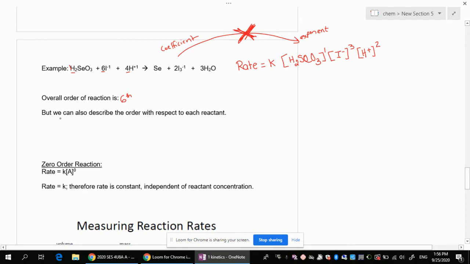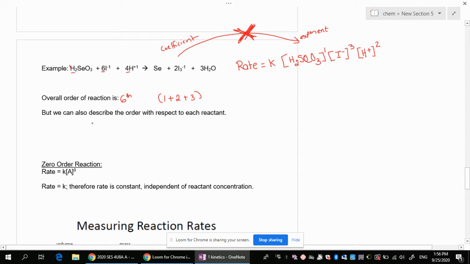Okay, so it says the overall order of reaction is sixth order because what did we do? We took the sum of all the exponents. So 1 plus 2 plus 3 gives me a total of 6. So this is sixth order overall.